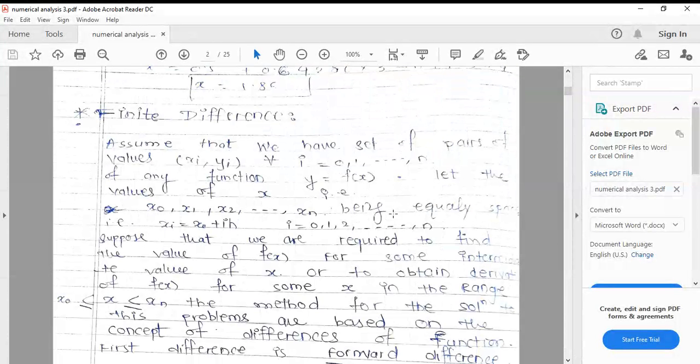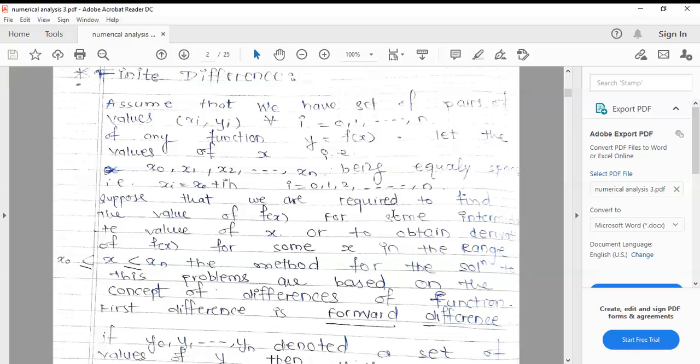So now the next topic is finite differences. I hope everyone knows what a difference is. Suppose you want to find out a very small difference between the values of x. Suppose between x equal to 1 and x equal to 1.1. So what is the difference? 0.1. And we want to find out very small differences.